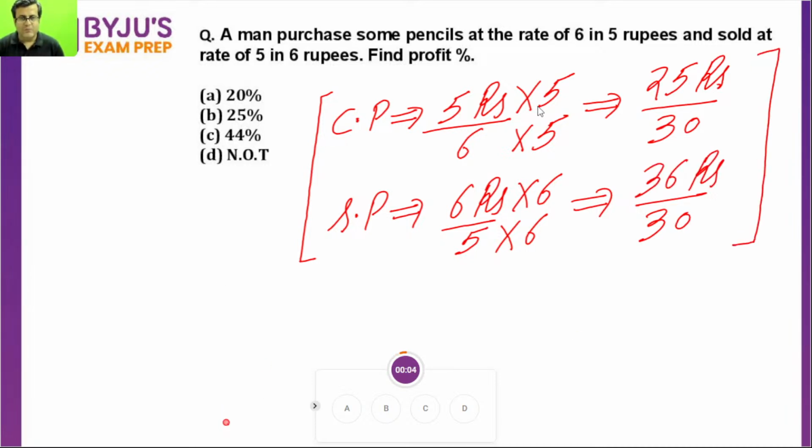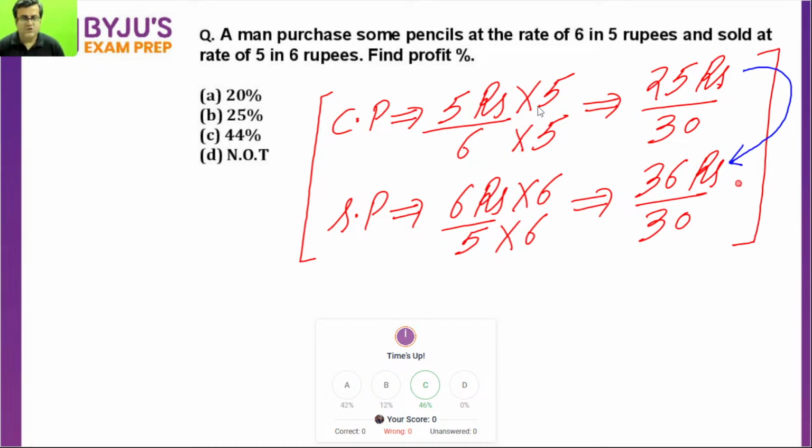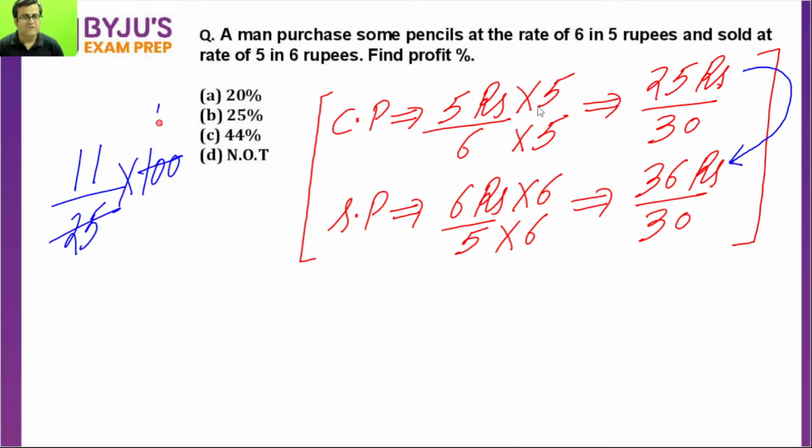5 rupees is 6 articles, 6 rupees, 5 articles. So multiply with 5, multiply with 6. So 30 articles, 25 rupees. 30 articles, 36 rupees. So 25 rupees, 36 rupees. This is the cost, this is the selling. So 11 is the profit upon cost, 25, into 100. 4 times 25 is 100, 4 elevens are 44%. Is this clear now?